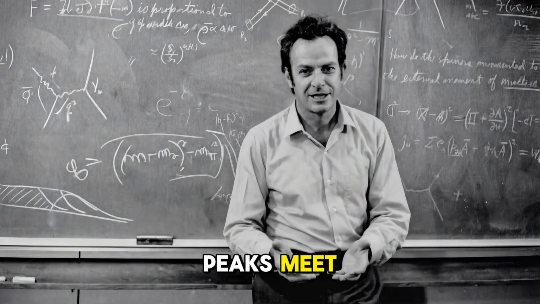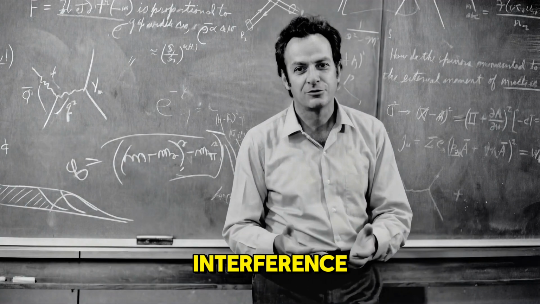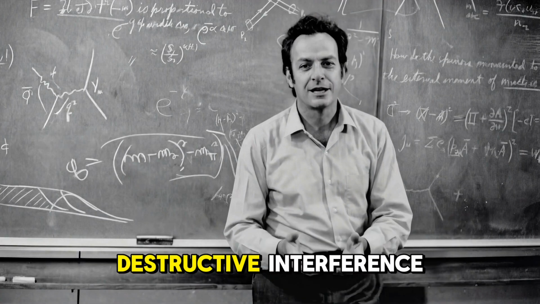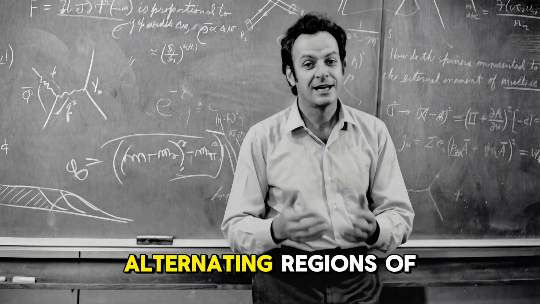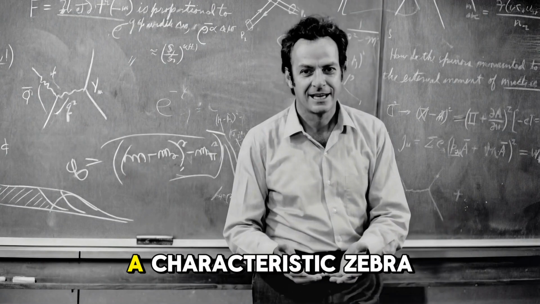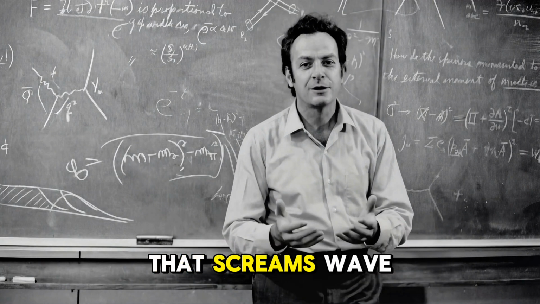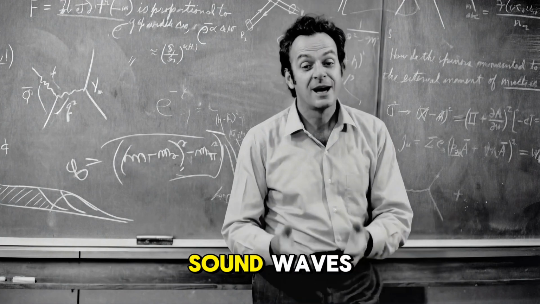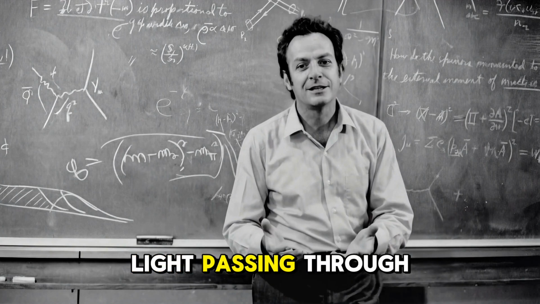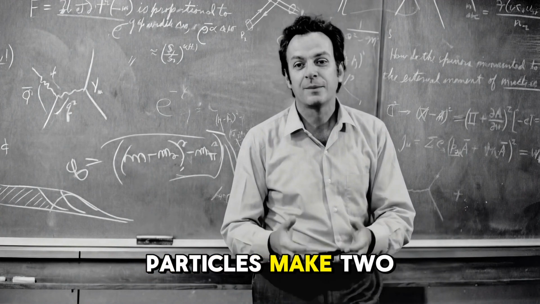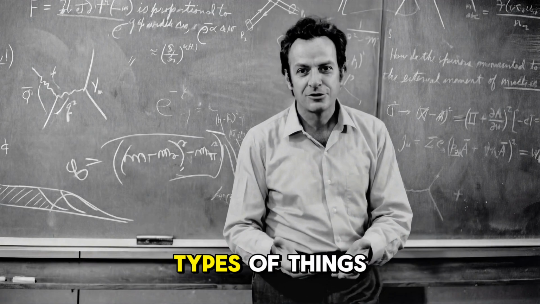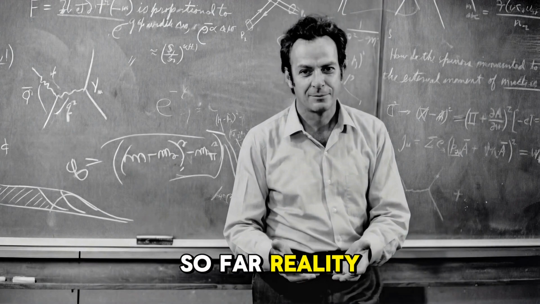Where 2 peaks meet, you get a bigger wave, constructive interference. Where a peak meets a trough, they cancel out, destructive interference. This creates alternating regions of high and low intensity, a characteristic zebra pattern that screams wave behavior. You can see this in any ripple tank, hear it with sound waves, observe it with light passing through narrow openings. Particles make 2 bands. Waves make many bands, different behaviors, different types of things. So far, reality makes sense.